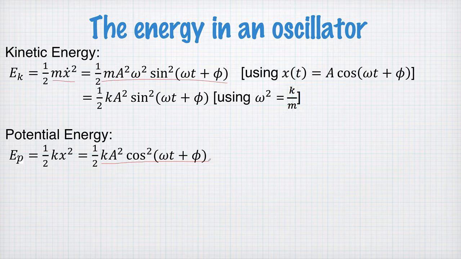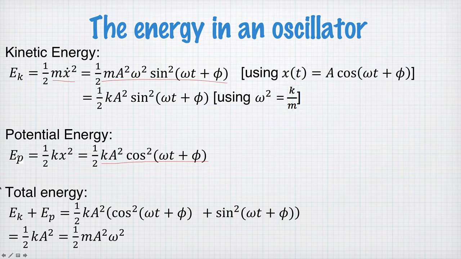What's the total energy in the oscillator then? Well, we add these two up. The sum of the kinetic and potential energy is a half k a squared times a cos squared plus a sine squared. With the same argument, this part inside the brackets equals 1, so we can get rid of it, leaving us with an expression for the total energy as half k a squared, or half m a squared omega squared, and that's just rearranging the k to be equal to m omega squared here. So these are two different ways of expressing the total energy in an oscillator.